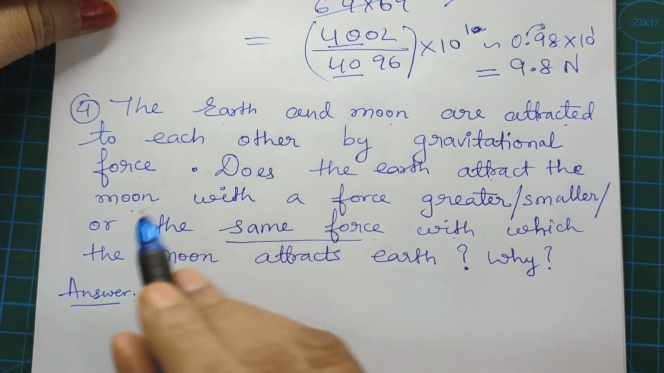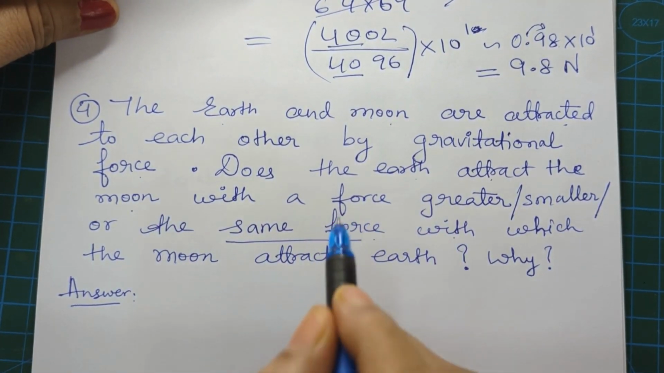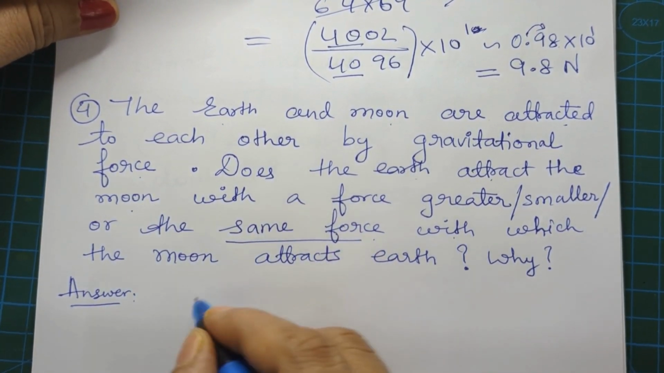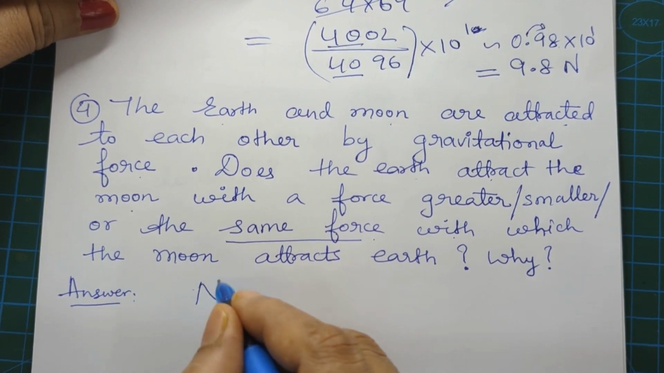Earth attracts moon with what force? Moon attracts earth with the same force. And they are asking us for a reason. The reason is Newton's third law of motion.